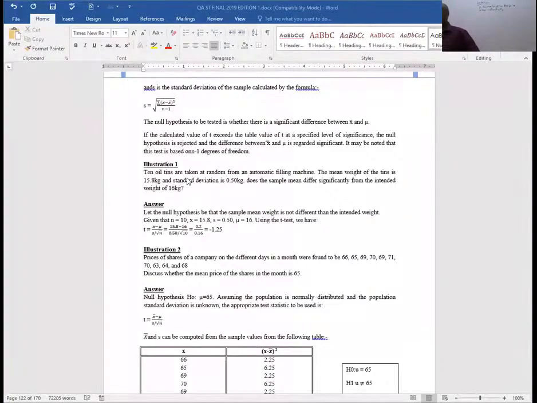10 oil tins are taken at random from an automatic filling machine. The mean weight of the tins, which they found, is 15.8 kilograms with that standard deviation. So does the sample mean differ significantly from the intended weight of 16 kilograms? This is quite a very easy question. I know somebody on hearing the word hypothesis, ladies and gentlemen, fears a little. You should never fear at all because this is something very simple.